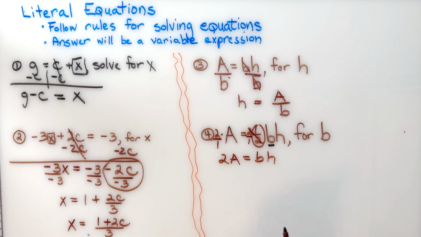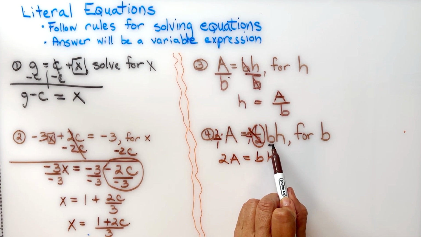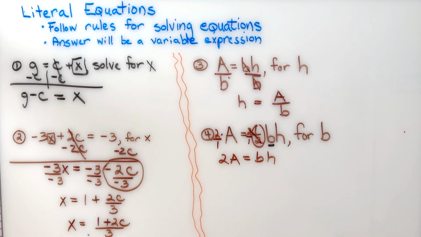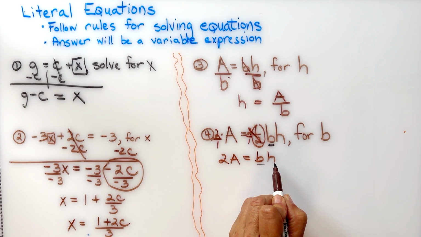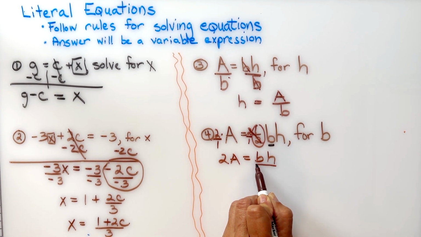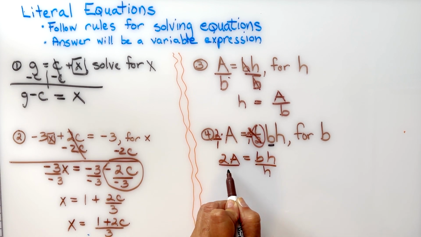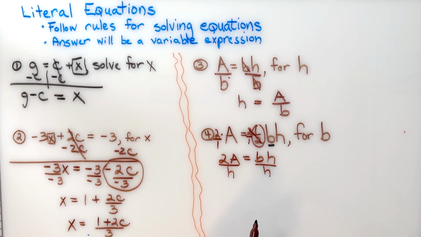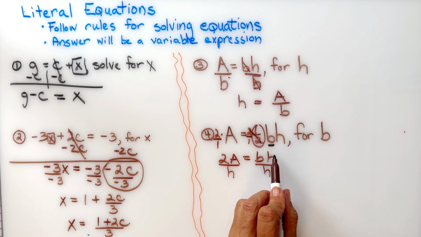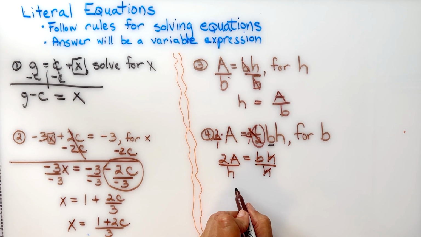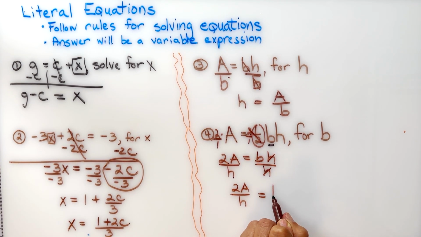Again, I am solving for B this time, so I want to get the B alone. So I am going to divide, because the H is right beside the B. That means it's multiplying. I'm going to divide both sides by H. And the H's do cancel out, so we end up with 2a over H is equal to B.